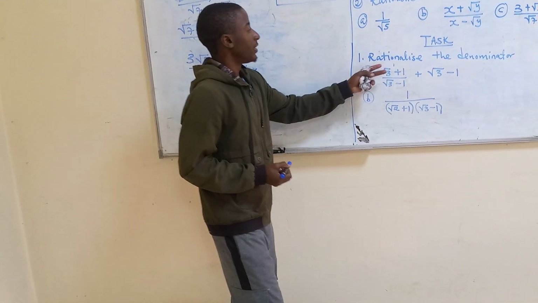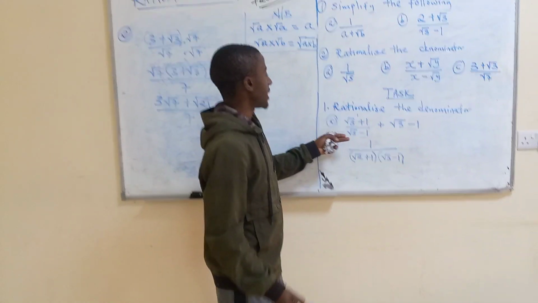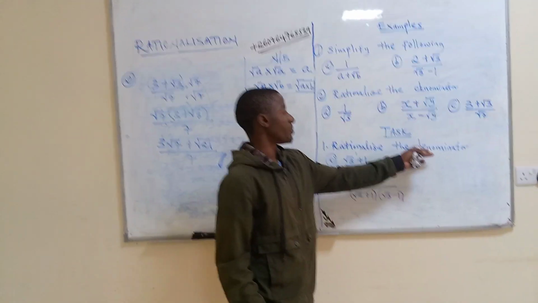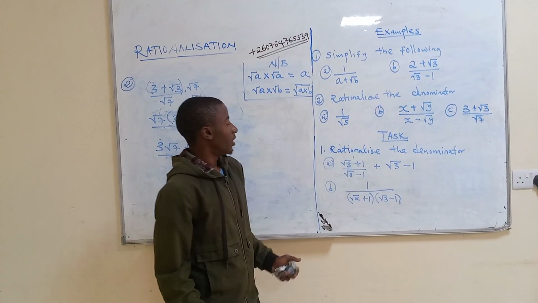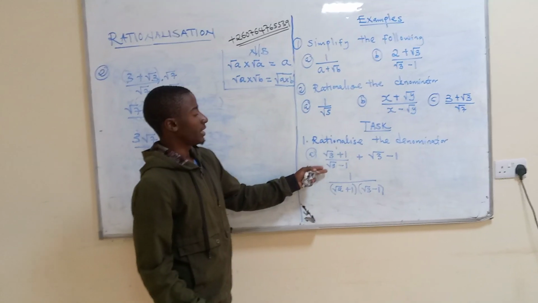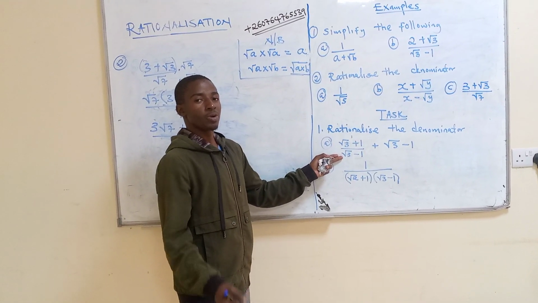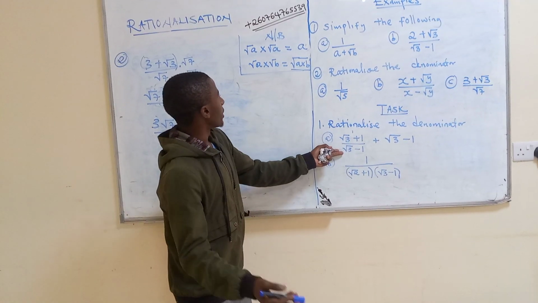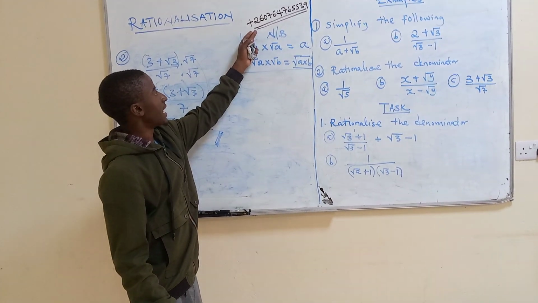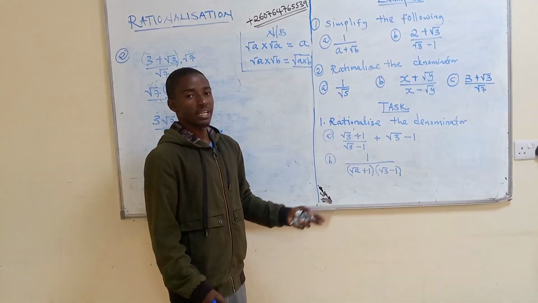And then to the other side of the board, we have the task which is saying rationalize the denominator. So what you are going to do, you are going to try solving this kind of question, and then if you find your solutions, you are going to WhatsApp me using this line, or you are going to send the solution in the comment section.